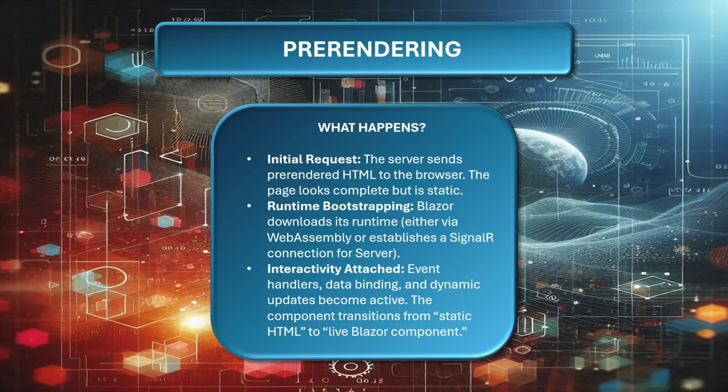So what happens with pre-rendering? First, on the initial request, a static page is rendered, which may look complete, but there's no interactivity, so any buttons, for example, won't work. But the SEO or search engine can index the page. Next, if it hasn't done so before, it will download the Blazor runtime and connect to it. Lastly, interactivity is attached, such as event handlers, data binding, and dynamic updates. The page now becomes alive.